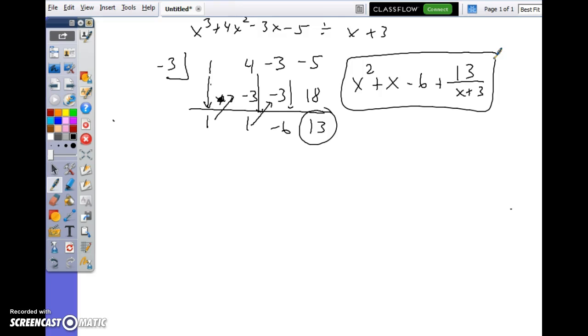Why does it work? Where do these numbers come from? From the equation. When we bring the one down, we bring the one down.